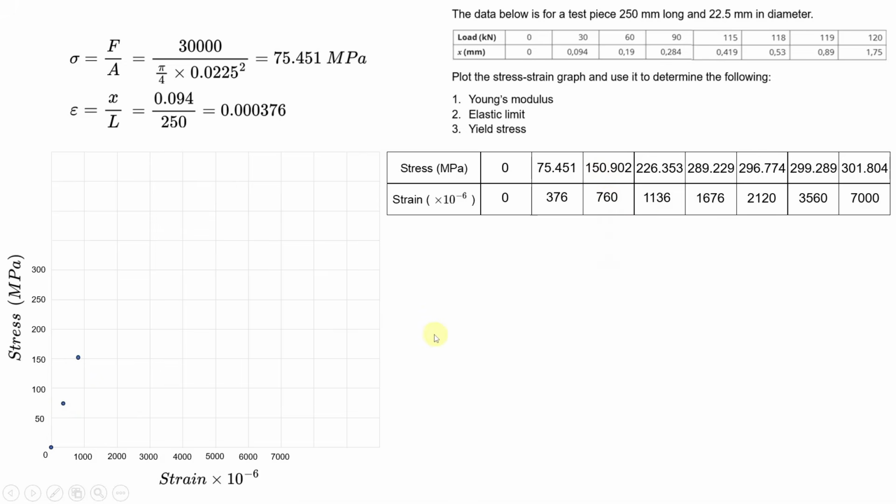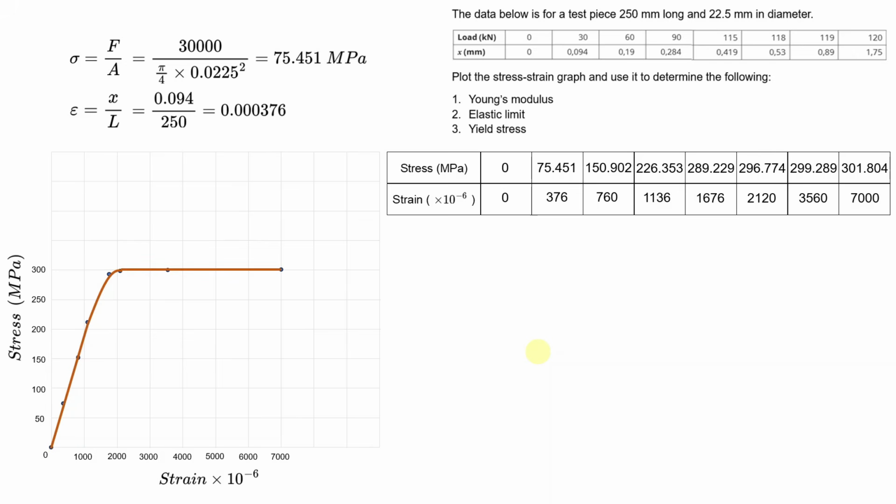Where is 760 and 150? It's there. You can see here, this should be something like 760, and then we go up to 150 point something, it's there. And so on and so forth. So you go like that and you plot all the points, and you will get these points looking like this. And then now you need to join them with a line, and this line is your stress strain curve. If you do it, this is what you will get.